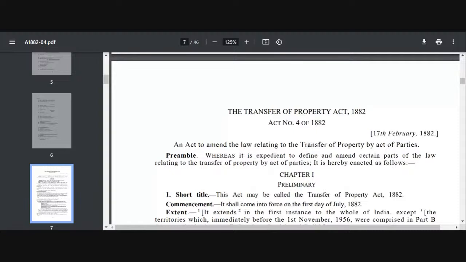So before this act was enacted, if you all know, the transfer of property was dealt by the personal laws, right? By personal laws, and that was creating a lot of different rules and regulations, and so one uniform law was required for transfer, right? So before the advent of British, the Hindus, the Muslims, they were being governed by their personal laws when it was coming for transfer of property.